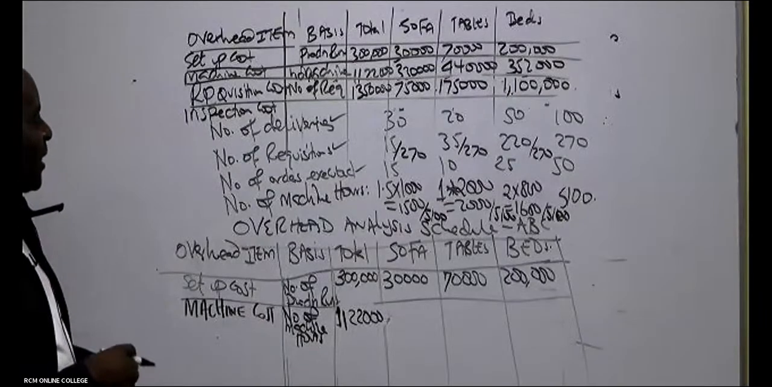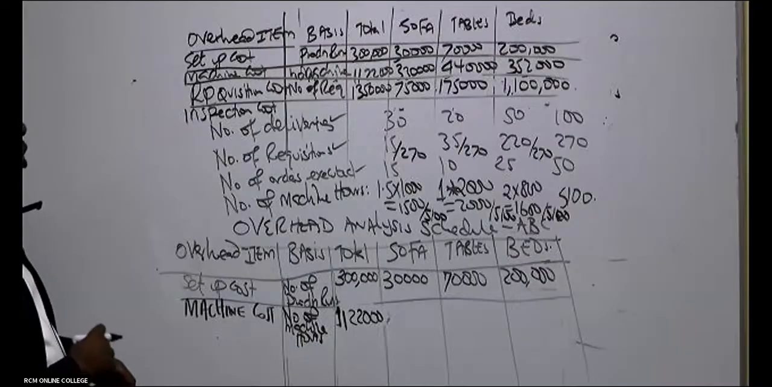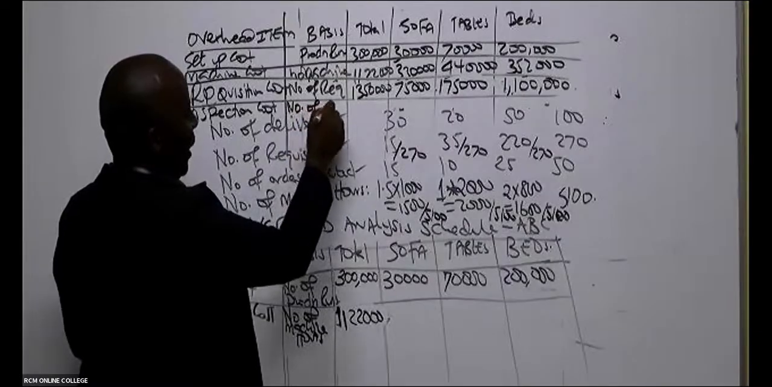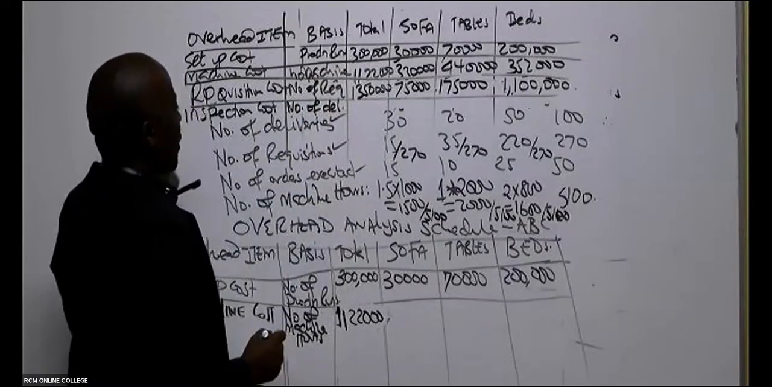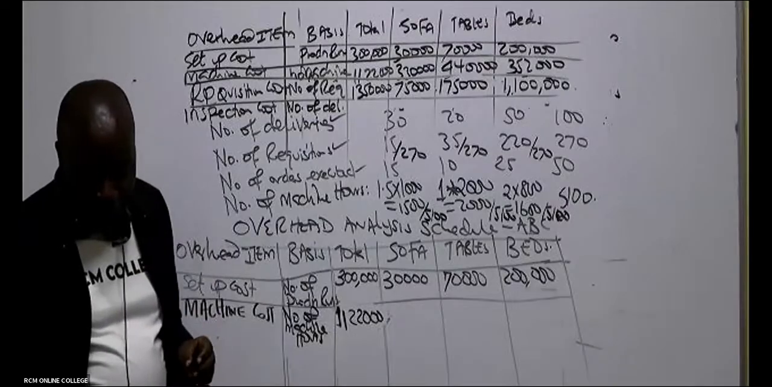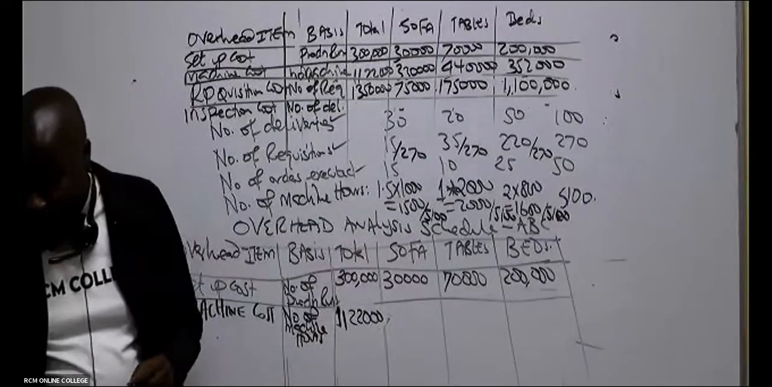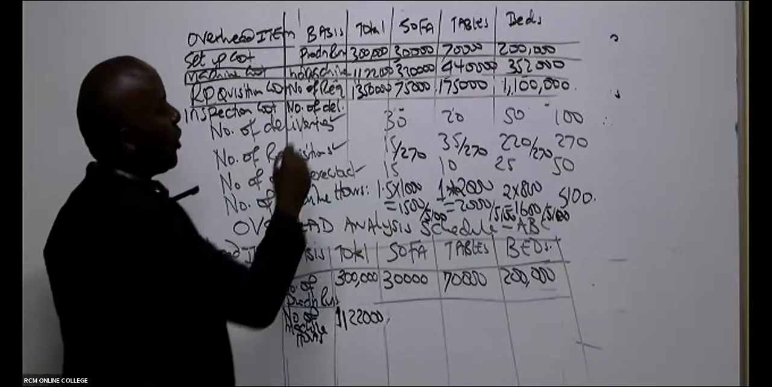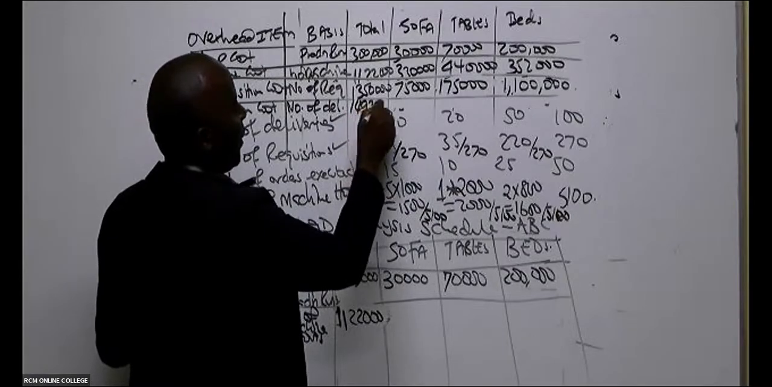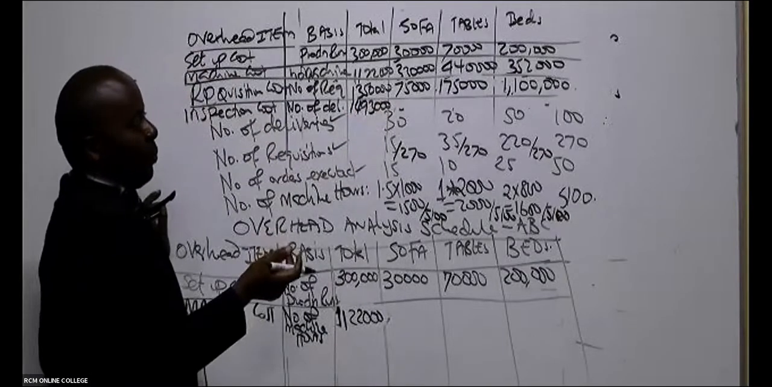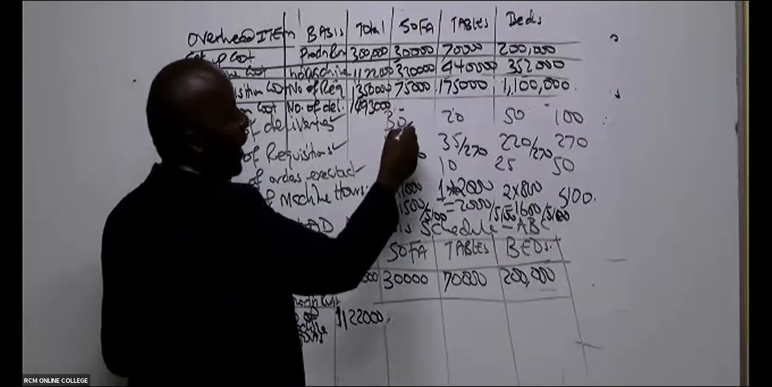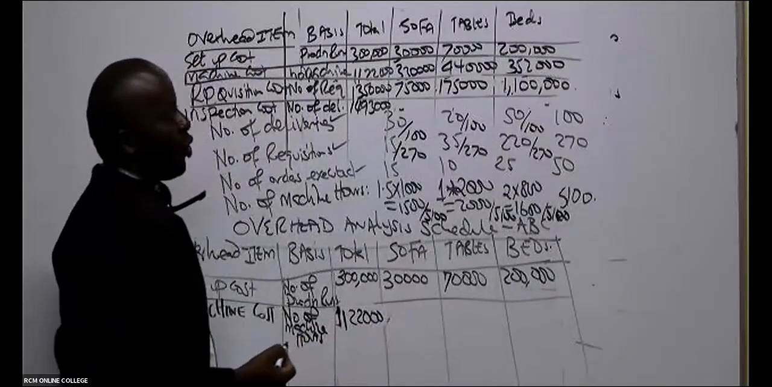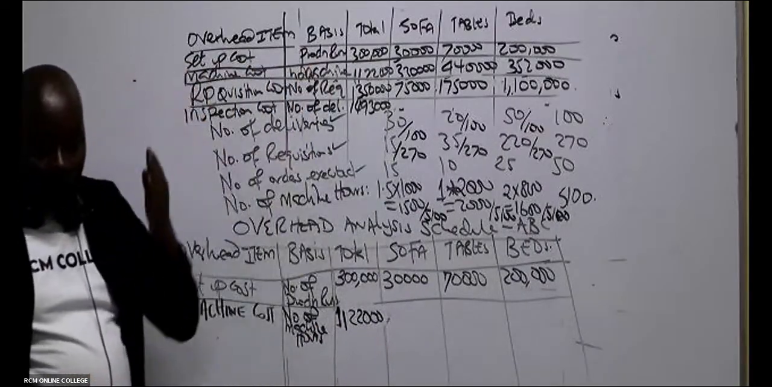So inspection cost, ladies and gentlemen, what is the criteria for inspection cost? Deliveries, isn't it? So we have here a number of deliveries. What is the total inspection cost? 1,493,000. Thank you so much. And do we have in this case here the proportions? Yeah, this will be 30 over 100, 20 over 100, 50 over 100, isn't it? So please apportion using these proportions.